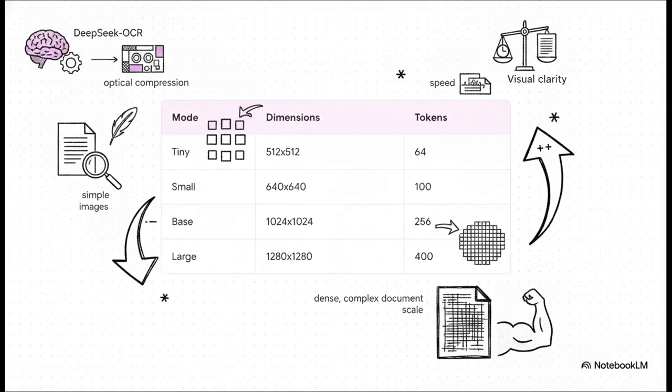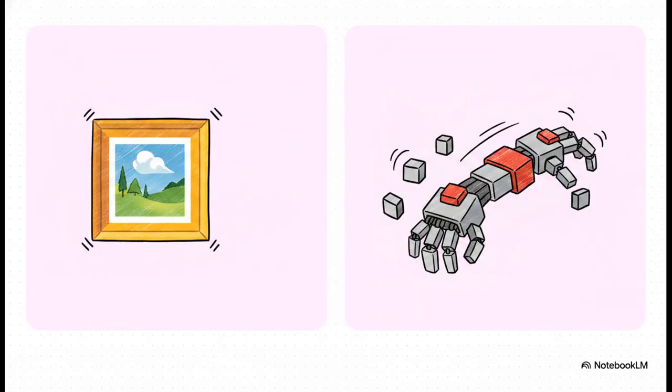Scaling from 64 up to 400 vision tokens matters immensely for compression. It literally puts the power right in your hands to balance speed against visual clarity, making sure you don't waste precious compute on simple images while still packing the horsepower to read dense text when you really need to. And this perfectly sets up their next level of innovation. We just looked at native resolution, which uses those fixed dimensions and fixed token counts.